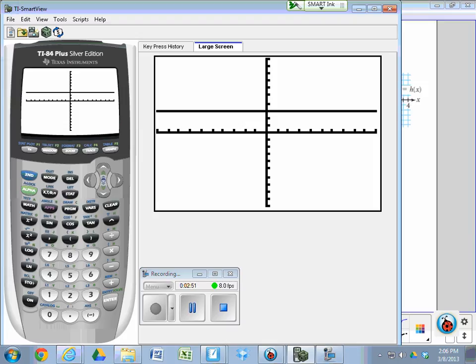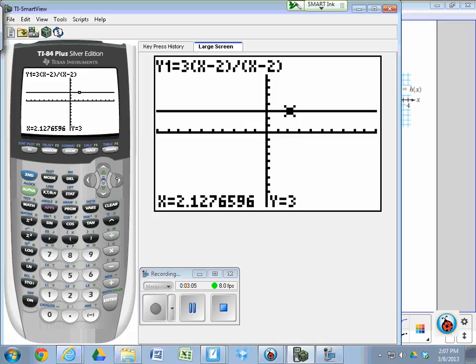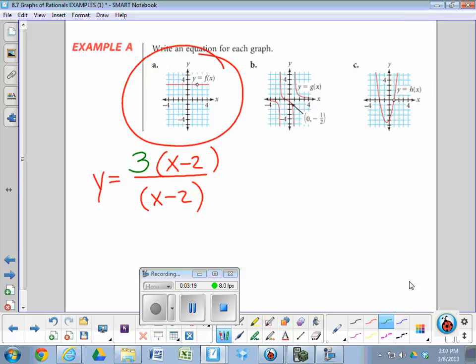2, 3. Trace 2. Enter. You should see nothing. Why nothing? That's where the hole is. What are you going to see for y when I click right 1? No. It's always at 3. But where's the hole? At 2, 3. There's a hole. We successfully made the equation that produced that graph.